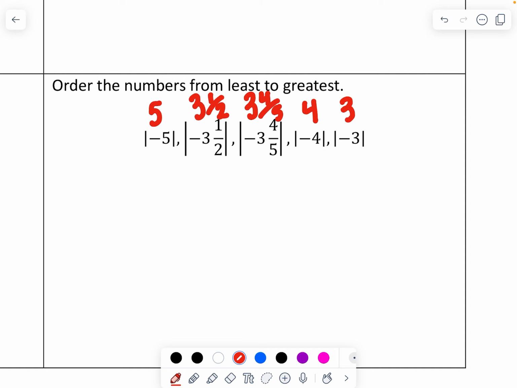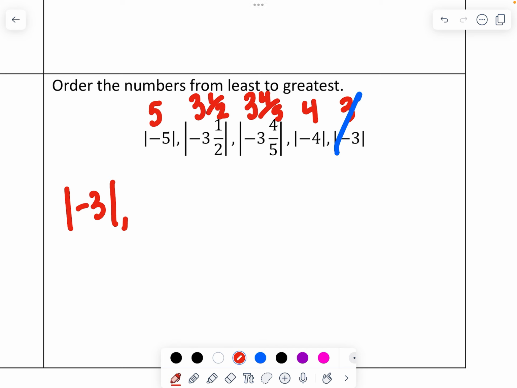So now that I have my positive numbers, okay, they're all positives, which means that I don't have to deal with the negatives at all. So now I just put them in order from least to greatest. Okay. So 3 would be the smallest, because that's the one that's closest to 0. So I'm going to put absolute value of negative 3, cross it off.